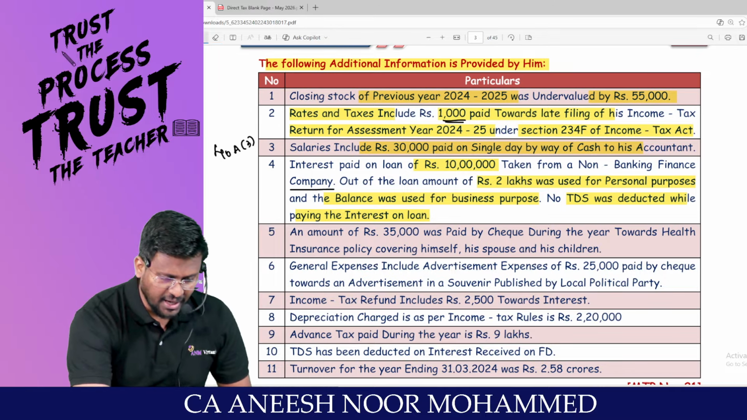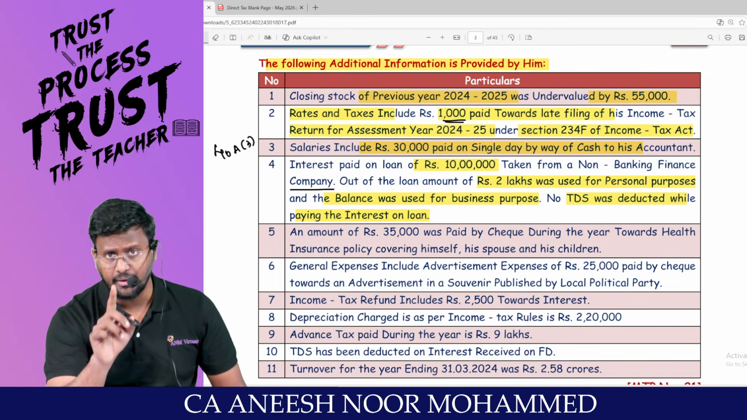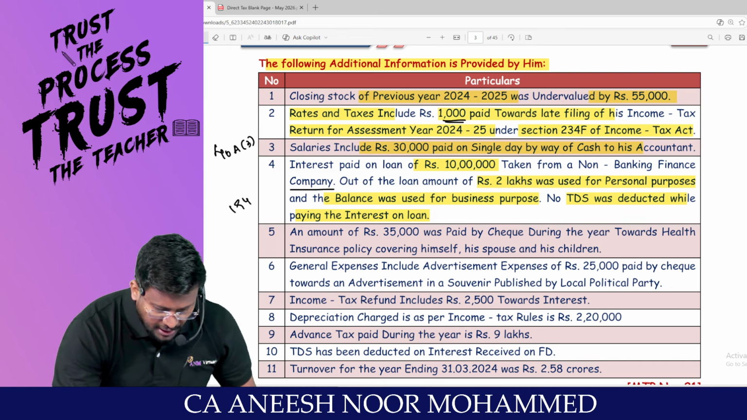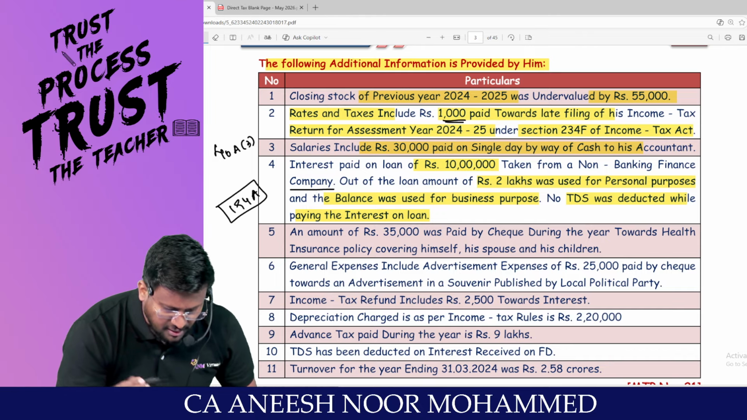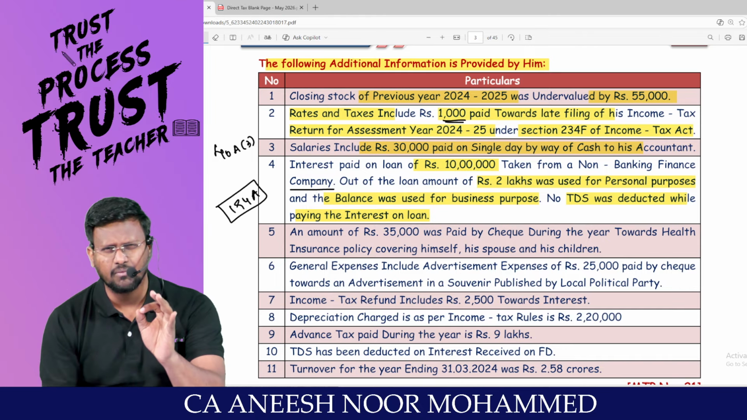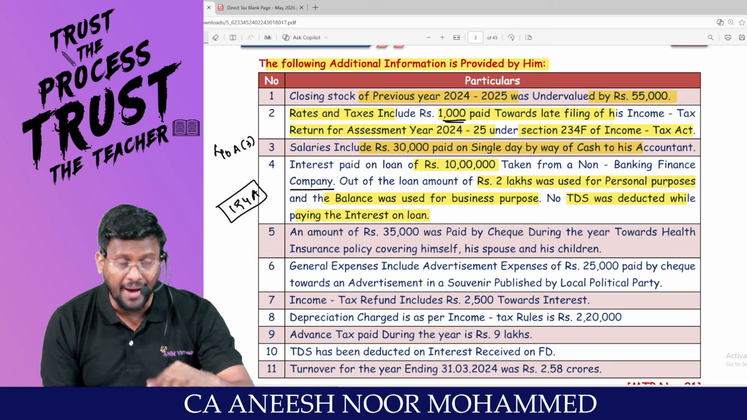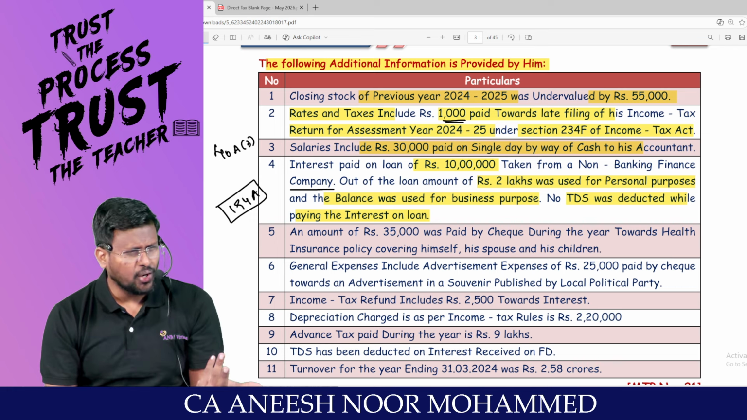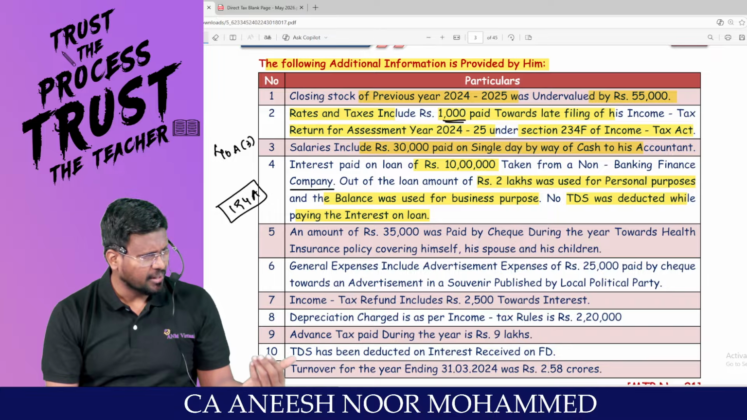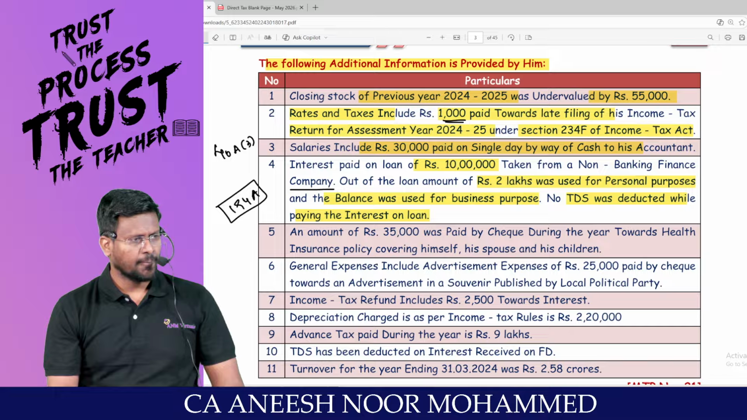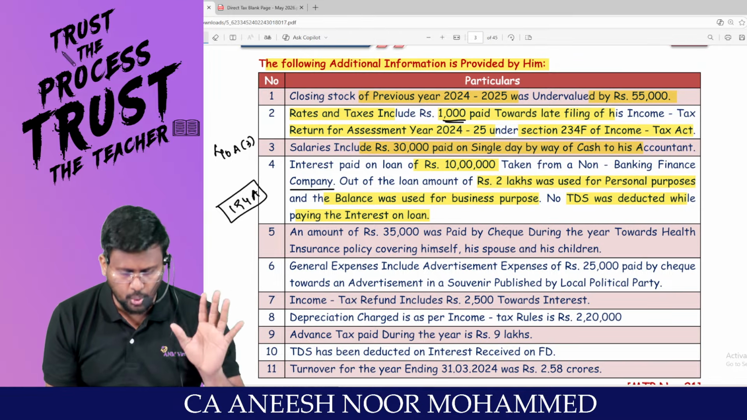Generally, sir, we are having two sections. Section 193, interest on securities. And section 194A, interest other than interest on securities. My dear lovable students, if you are paying interest to a bank, bank will not hide income. Will the bank hide income? No, because they are under the guidelines of RBI. They are using core banking solution.